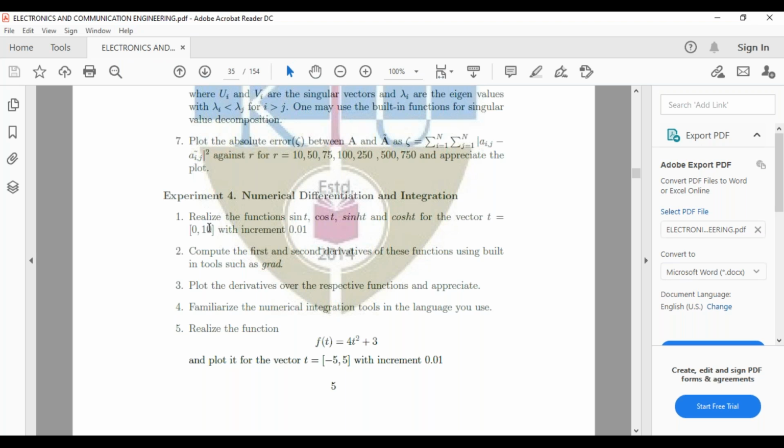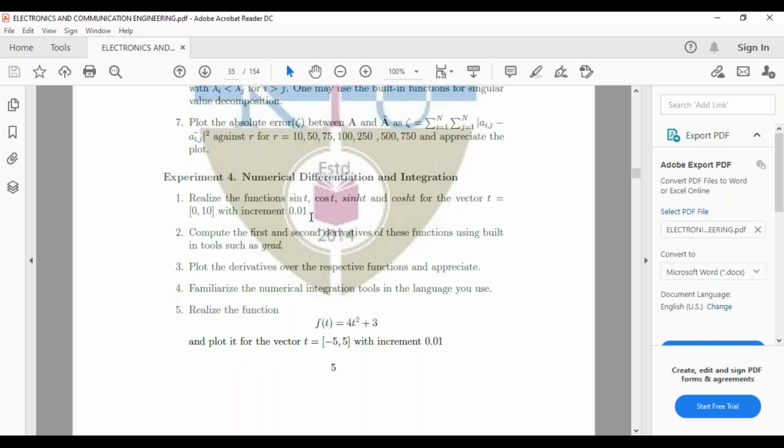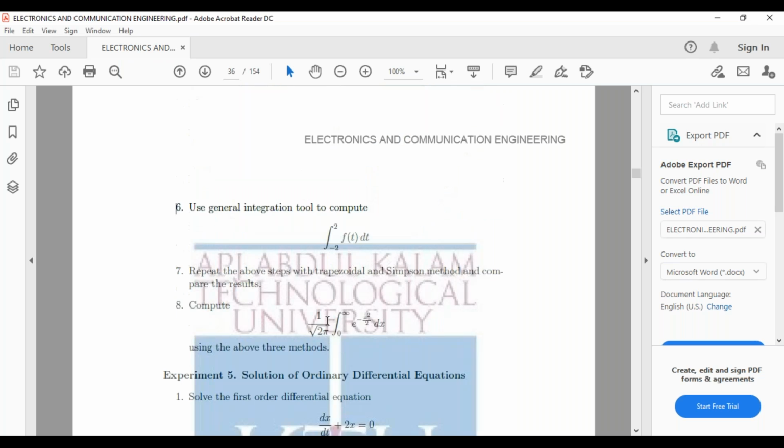Here it is, the syllabus. I hope that you have gone through numerical differentiation and integration, that is the fourth experiment. Realize the functions, then compute the first and second derivative of this function using built-in tools such as grad. Plot the derivatives, we have studied that plotting. Familiarize the numerical integration tools in the language you use. Realize the function and plot.